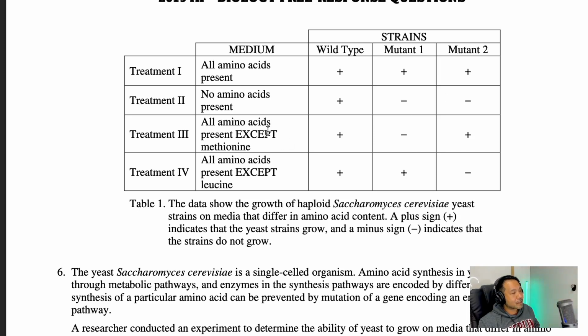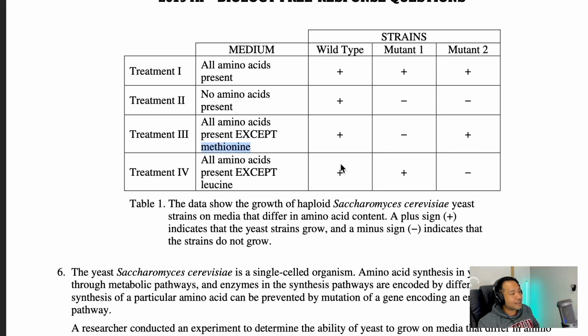Now we're going to get a little bit closer to what that might be. It says if you put all amino acids except methionine, well, logically wild type should be able to survive. If they can make any amino acids from nothing, clearly they can make methionine even if there is none. Mutant 2 seems like they can make methionine, but mutant 1 cannot. Right? So even though you give mutants all the other amino acids, all 19 other amino acids, if there's no methionine, they can't do it. They can't survive. They can't make methionine.